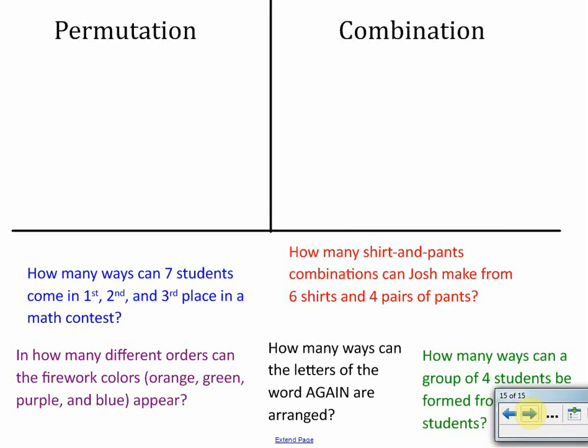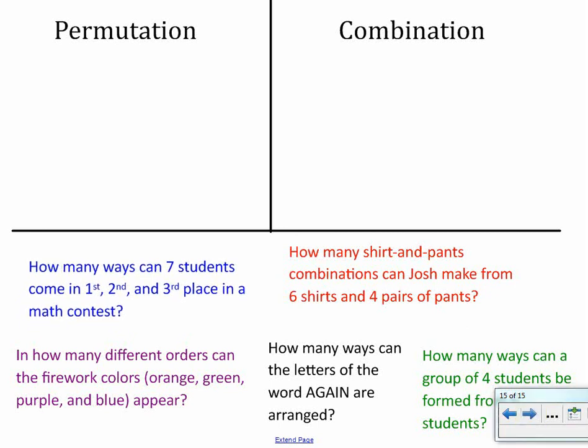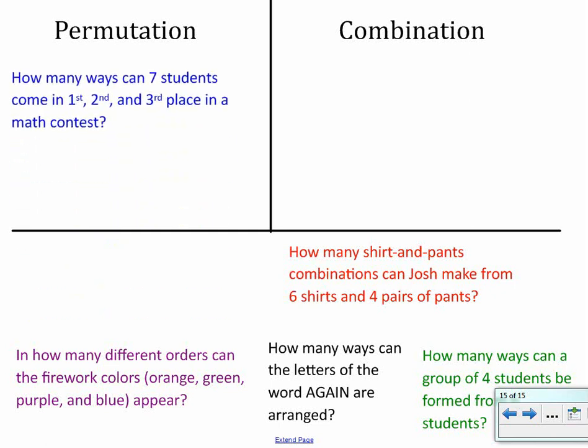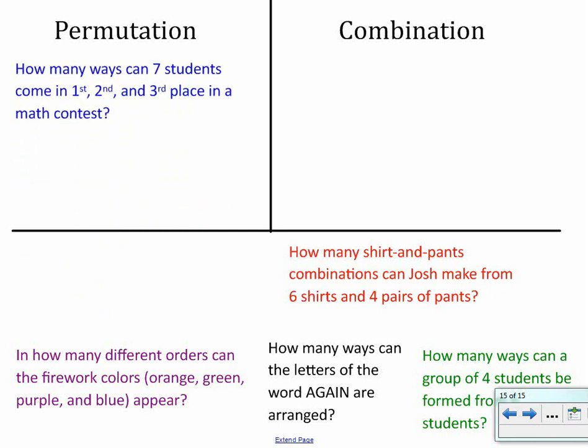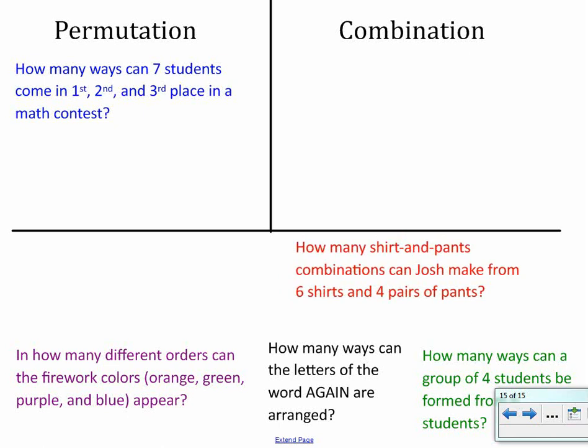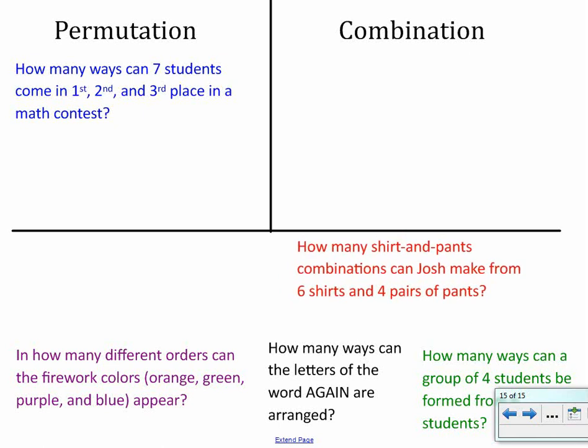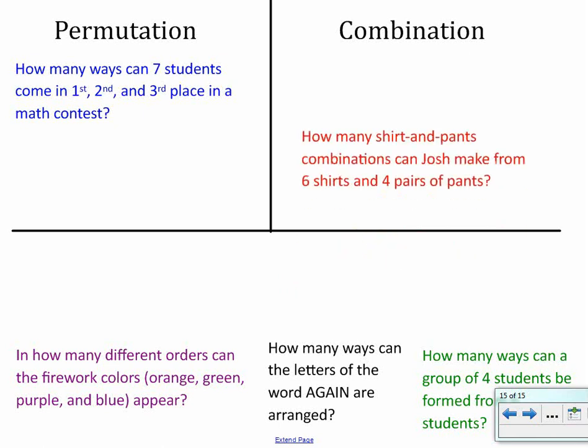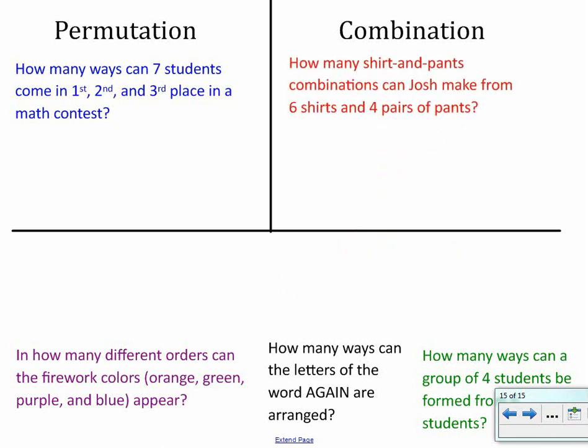Lastly, here are just some examples of different combinations and permutations and how we can tell the difference between them. So in blue here, how many ways can 7 students come in first, second, and third place in a math contest? So in this case, coming in first place is different than coming in third place. So that tells me that this is a permutation. Here I have how many shirt and pants combinations. So it has the word combinations right in it. That tells me it's a combination.